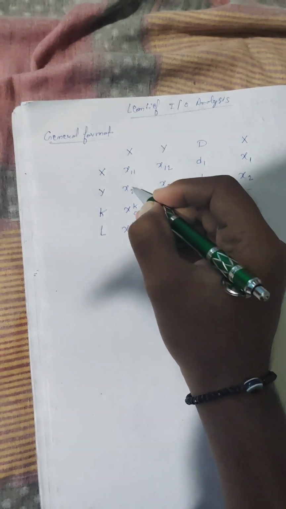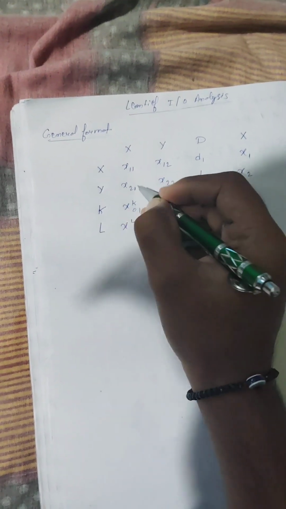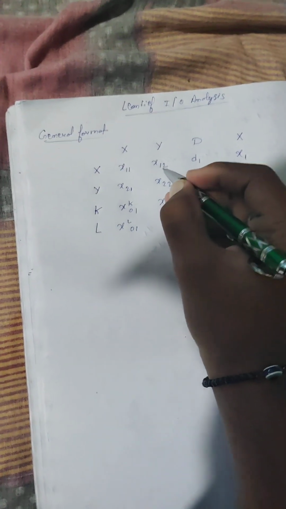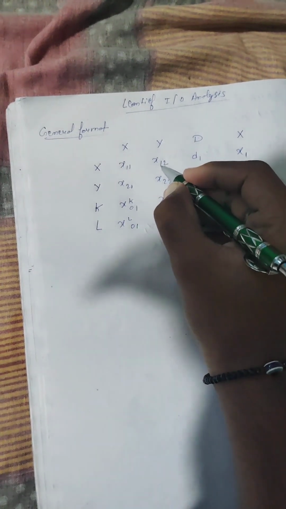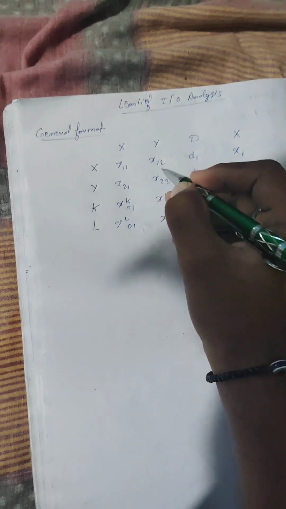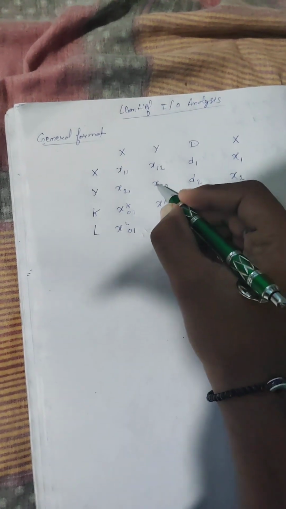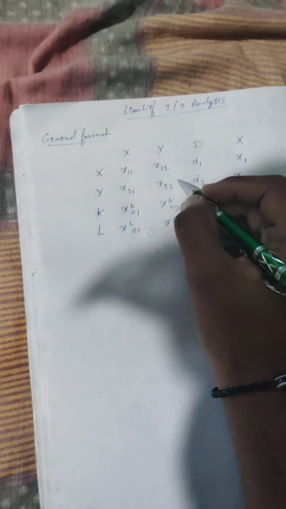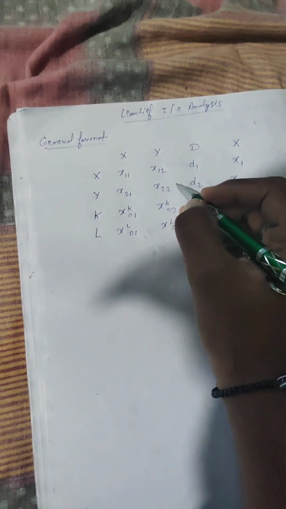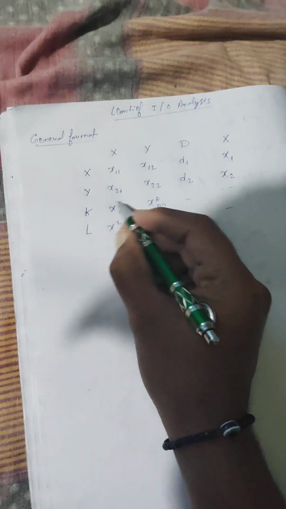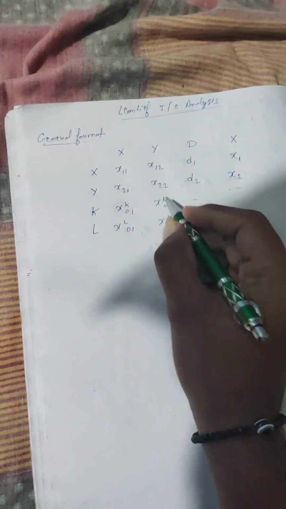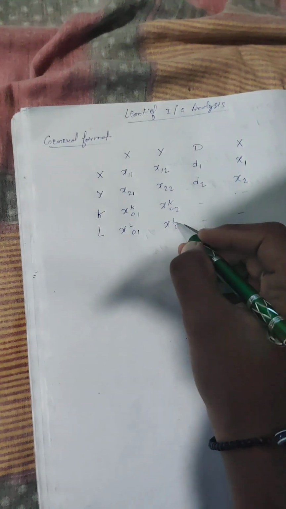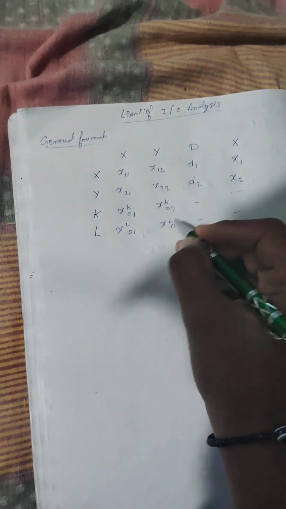X21 is the amount of output of the second industry used by the first industry as input. X12 is the amount of output of the first industry used by the second industry as input. X22 is the amount of output of the second industry used by the second industry itself as input. This is the amount of capital for the first industry, amount of capital for the second industry, amount of labor for the first industry, amount of labor for the second industry.